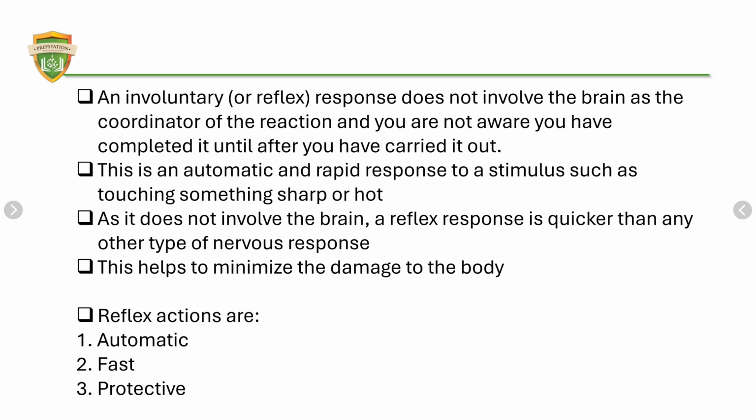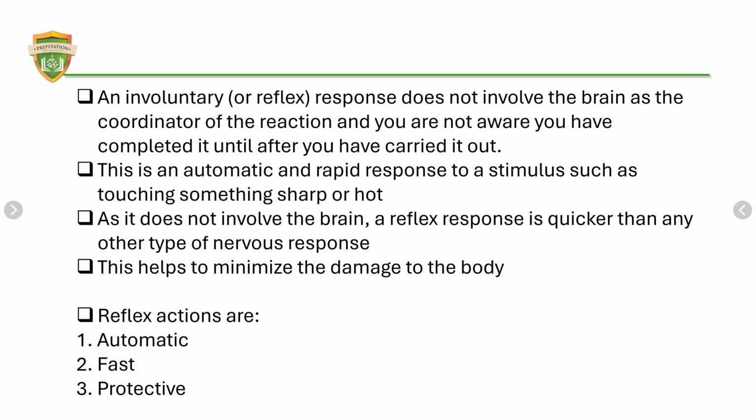Okay, so now let's look at it. Involuntary actions do not involve the brain as the coordinator of the reaction, and you are not even aware. Involuntary action is automatic, and a rapid response to a stimulus such as what? Touching something sharp or hot. And it does not involve the brain. It helps to minimize the damage to your body. Reflex actions are automatic, they are fast, and they are protective.